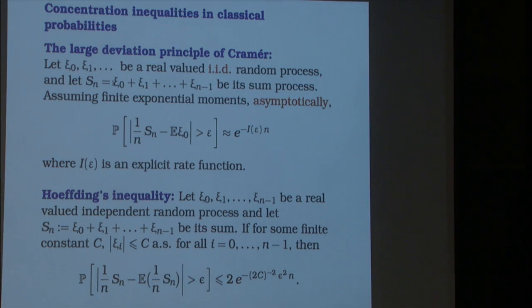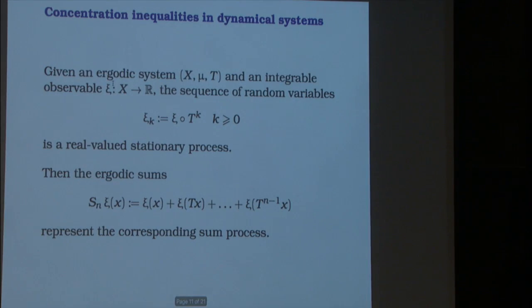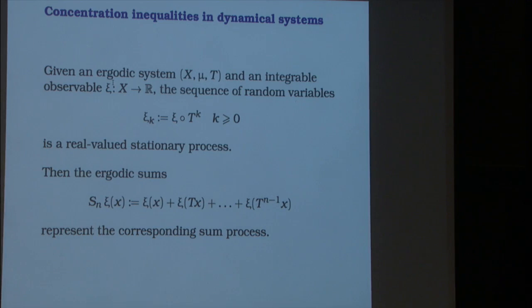So the question is, it's a natural topic in ergodic theory to look for analogs of limit theorems from probability in dynamical systems, right? What do I mean by this? Consider an ergodic system and a nice enough observable. Then this determines a stationary process by composing the observable with the iterates of the system. The question is whether the corresponding sum process, the ergodic sums, satisfies statistical properties, under what assumptions, like large deviations, central limit theorems, and things like this. I don't know much about it, but this is well studied.